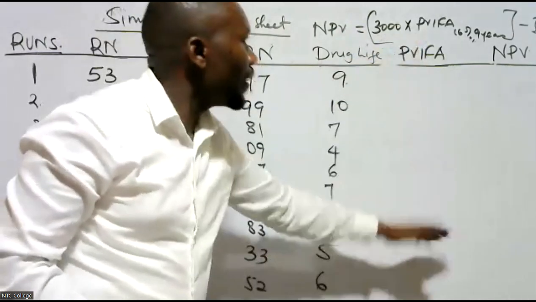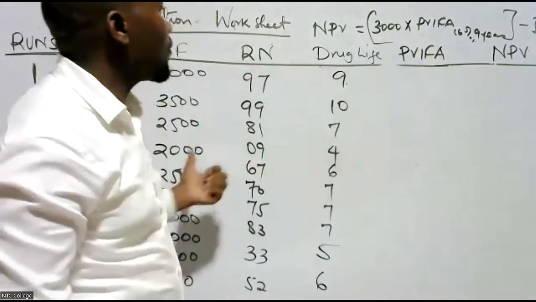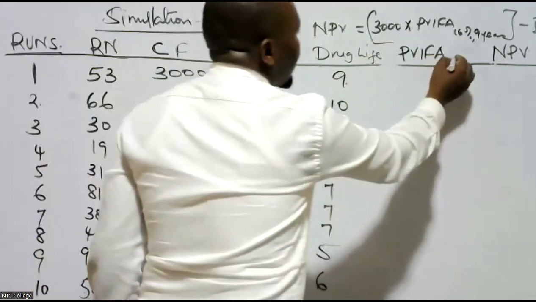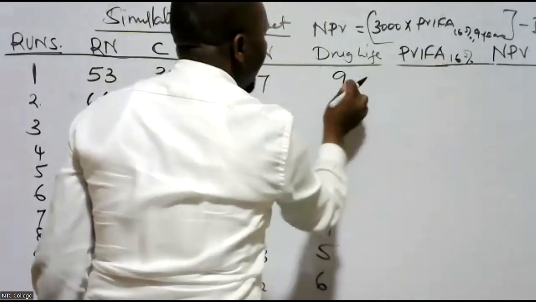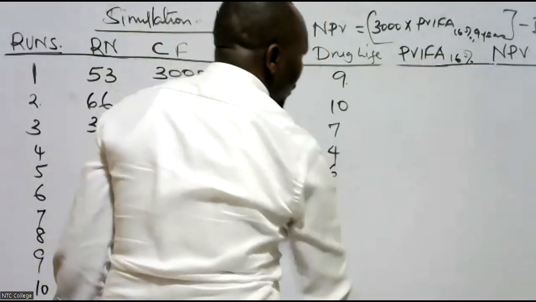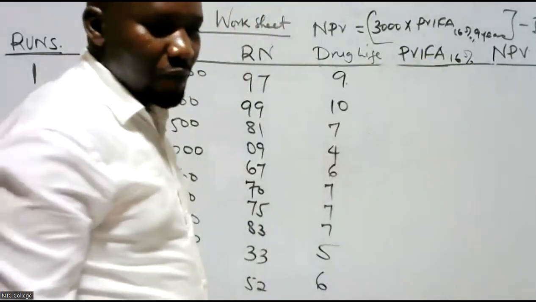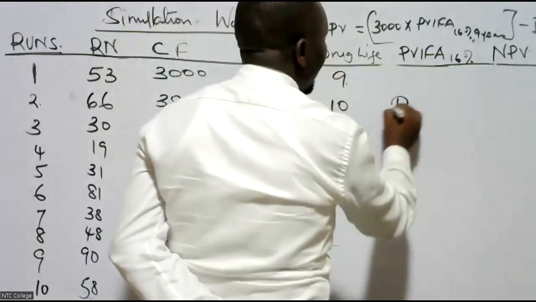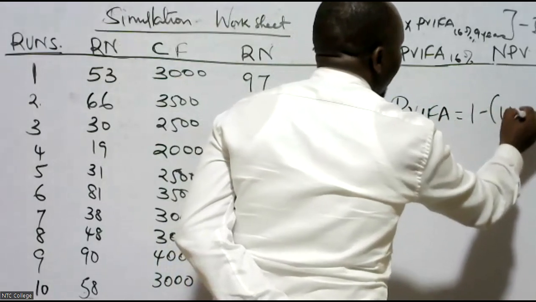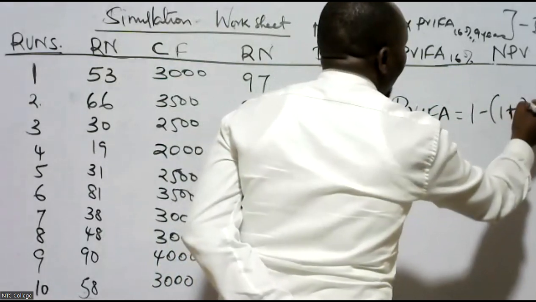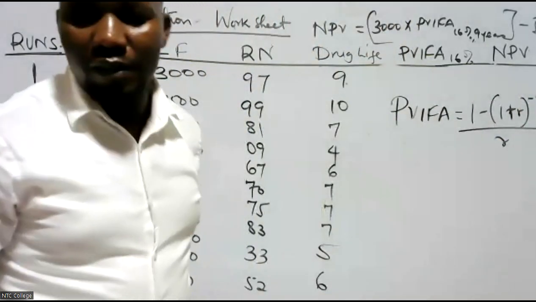Can we now get the PV here? And we shall just take the PV factor times the cash flow. But for us to get the PV factor at 16%, the cash flows are different, the periods are different. So we need to get 16% for 9 years, for 10 years, like that, all of them. So this drug life will help us to get the PV. Can somebody give the formula we agreed is for PV? 1 minus, in brackets, 1 plus R to the power of minus N, all over R. That is the formula.